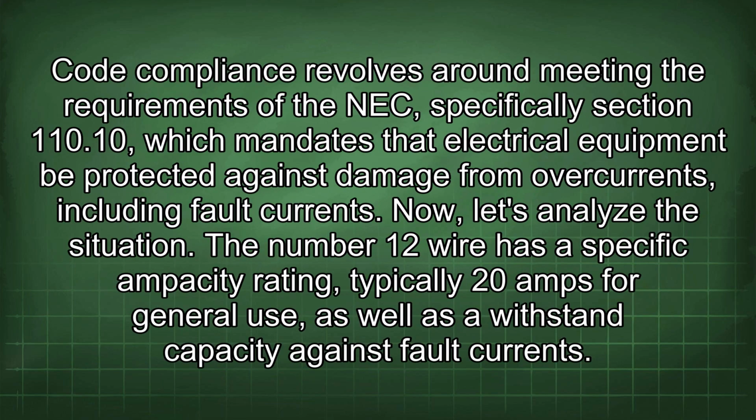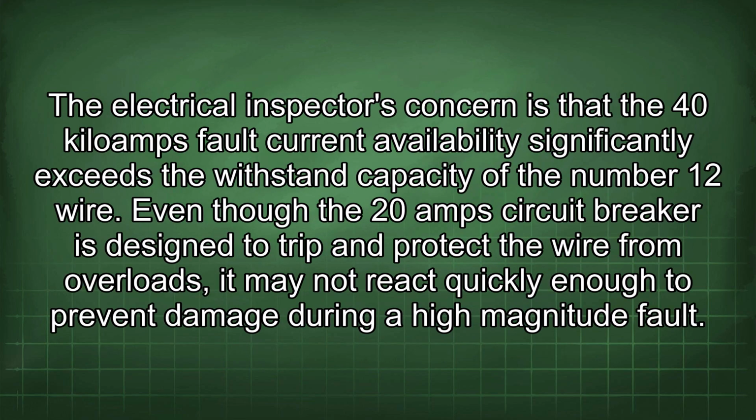Code compliance revolves around meeting the requirements of the NEC, specifically Section 110.10, which mandates that electrical equipment be protected against damage from overcurrents, including fault currents. Now let's analyze the situation. The number 12 wire has a specific ampacity rating, typically 20 amps for general use, as well as a withstand capacity against fault currents. The electrical inspector's concern is that the 40 kA fault current availability significantly exceeds the withstand capacity of the number 12 wire.